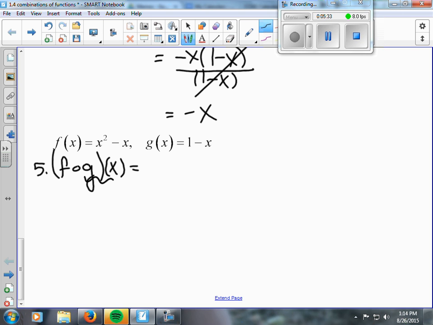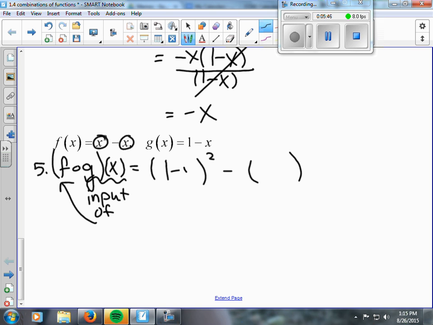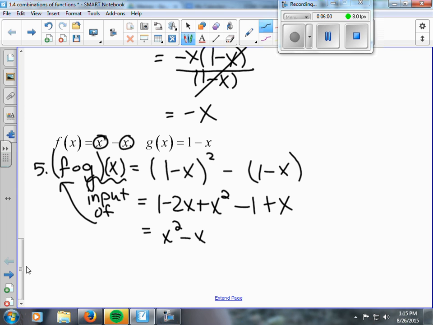So now g of x is going to be the input of f of x. So instead of x's in f, I'm going to put g. So I don't have x squared minus x. I have 1 minus x squared minus 1 minus x. And then I'm going to simplify this. I FOILed in my head. And so this is x squared minus x. That's how that simplifies. Interesting.